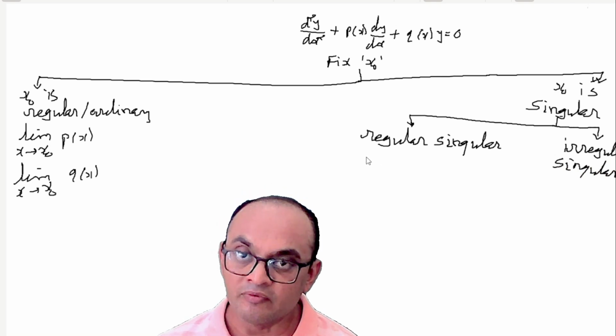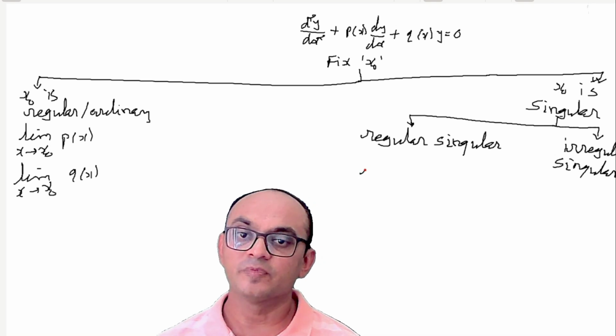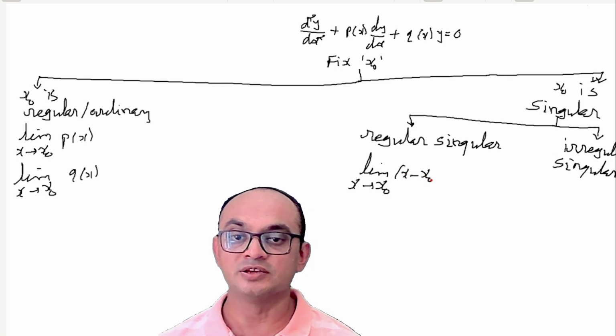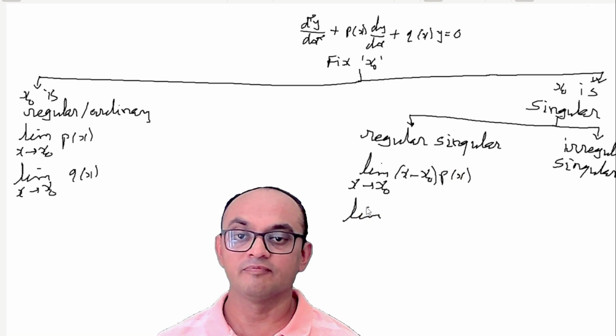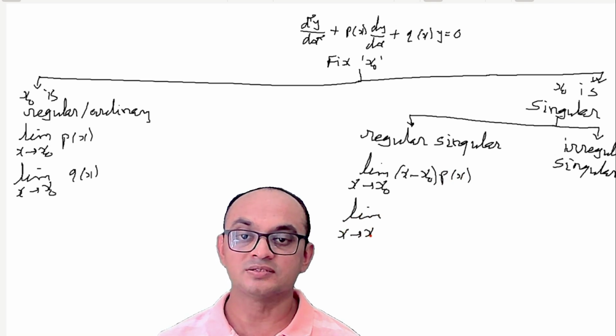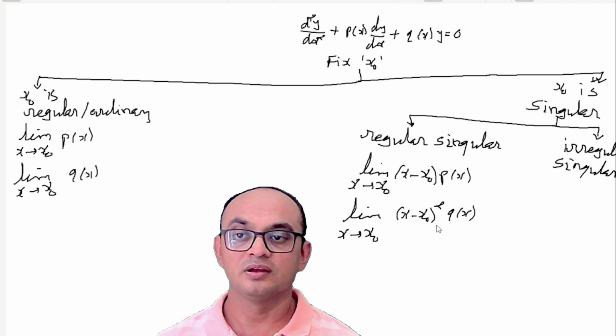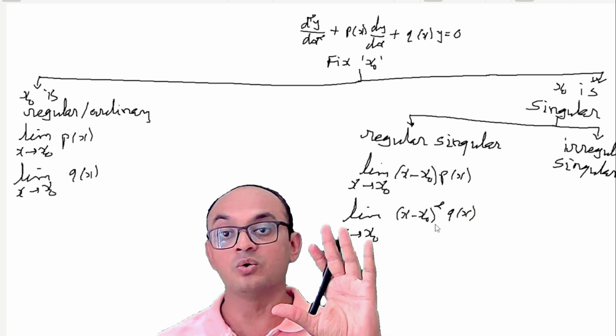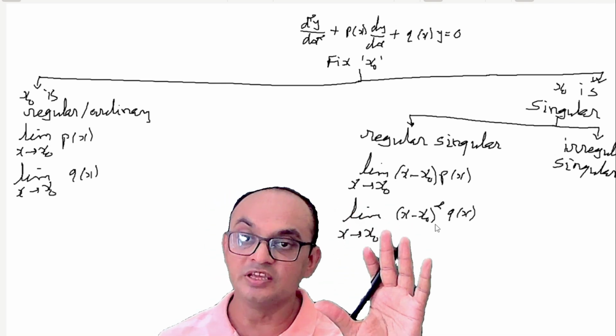When can we say that it is a regular singular point? The limit as x tends to x0 of (x minus x0) times p(x), and the limit as x tends to x0 of (x minus x0) square times q(x). If these two limits exist, then it is called a regular singular point.